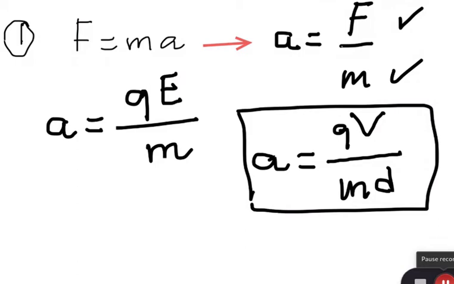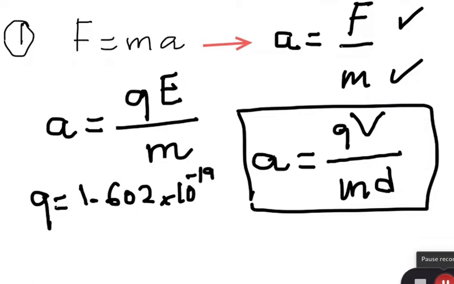Q is the charge of an electron. The charge of the electron is 1.602 times 10 to the minus 19 coulombs. You can find it in the textbook. We know that the voltage is 125 volts.